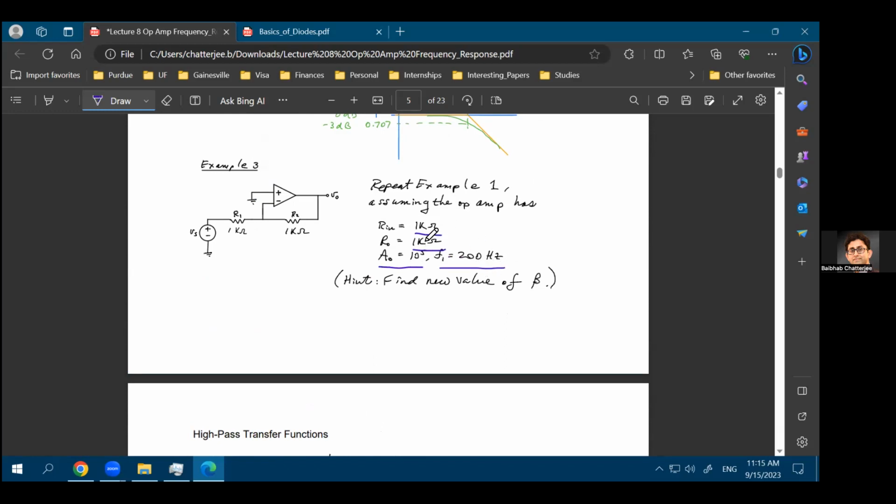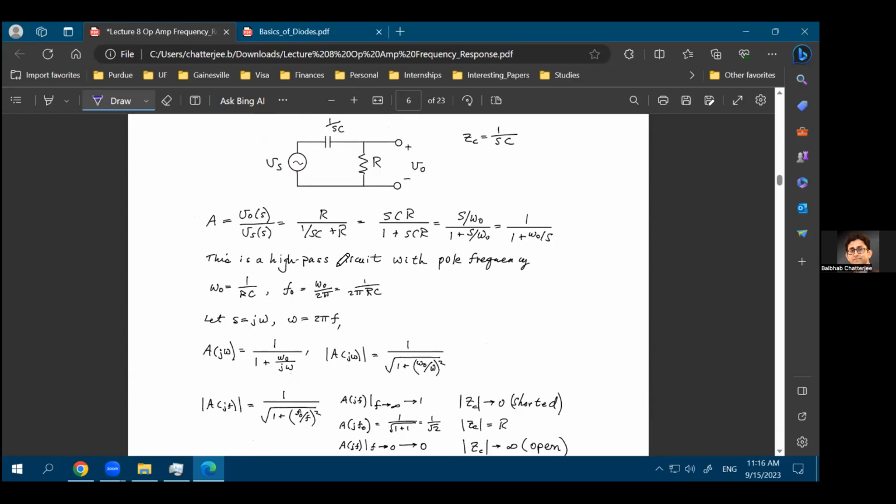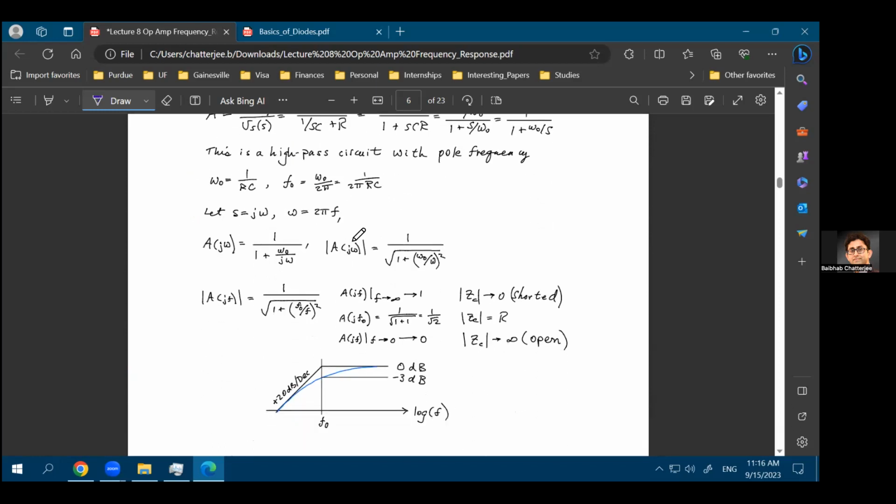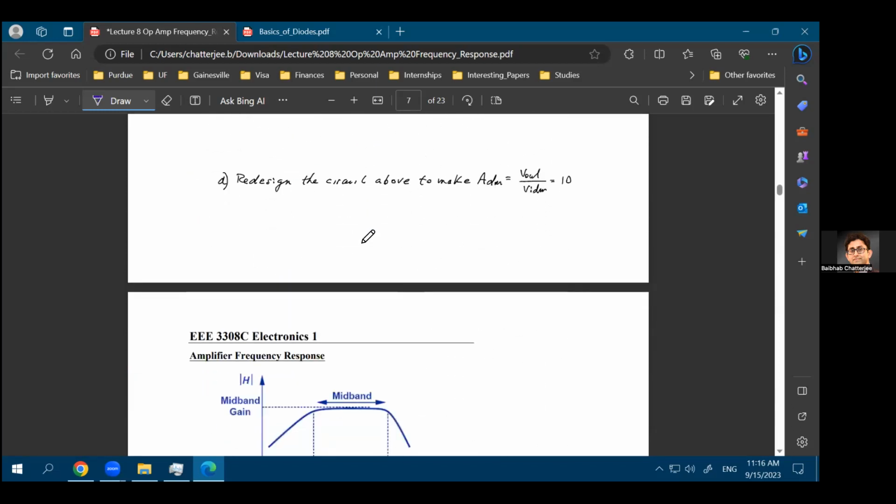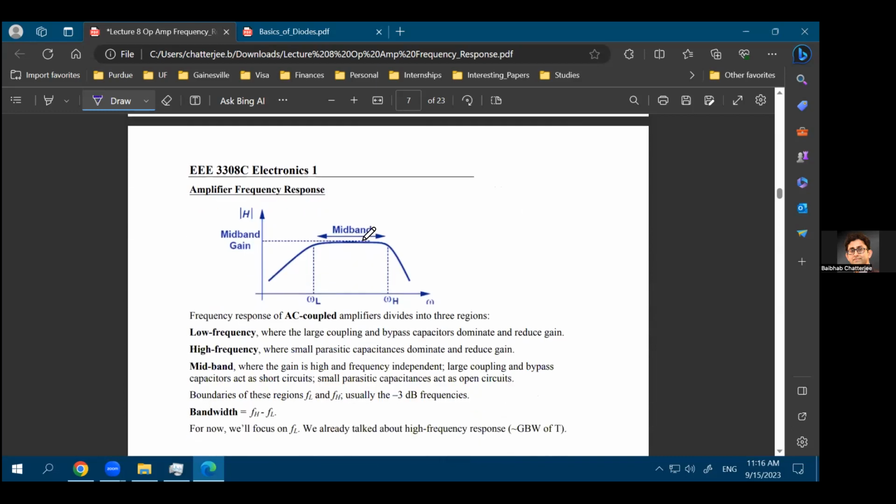So the only thing that has changed is that now we'll assume that Rin is 1 kilo ohm and Ro is 1 kilo ohm. So what would change? Your factor beta will change. Just go over this set of equations and you'll see how that beta factor is changing in this case. And because of that, your T0 will change, right? The value of T0 will change, and the final gain that we'll have will be different as compared to example number 1.